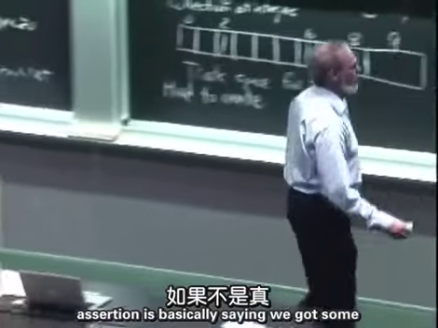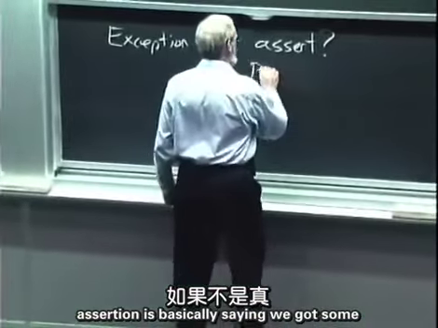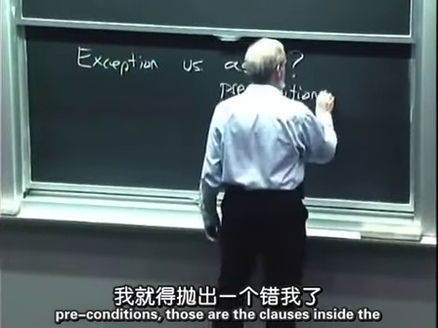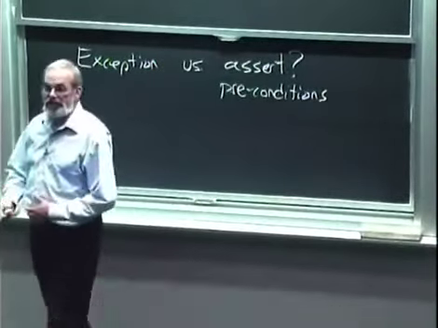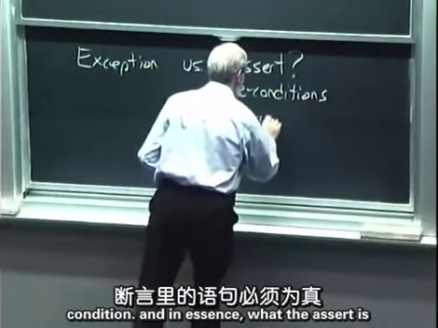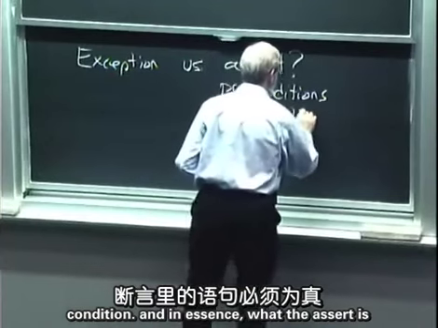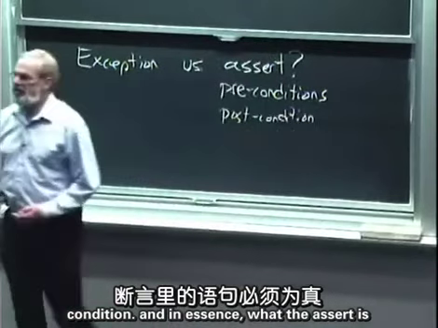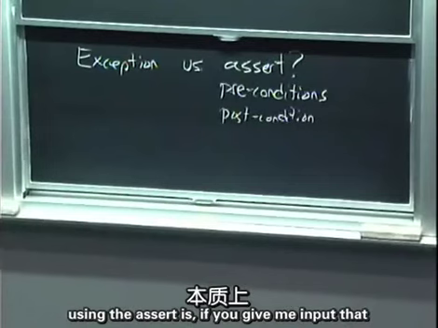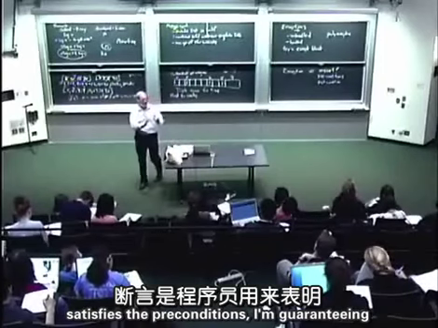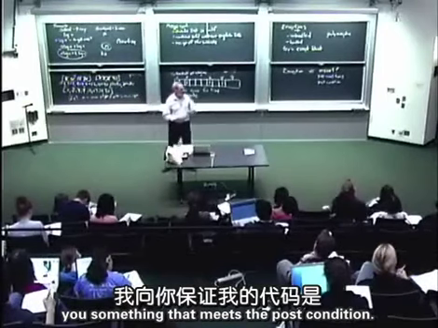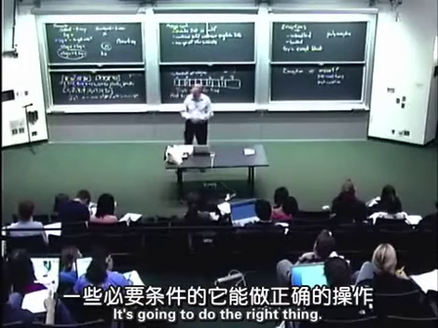Right? So the assertion is basically saying, we got some preconditions. Those are the clauses inside the assert that have to be true. And there's a post condition. And in essence, what the programmer is saying using the assert is, if you give me input that satisfies the preconditions, I'm guaranteeing to you that my code is going to give you something that meets the post condition. It's going to do the right thing.